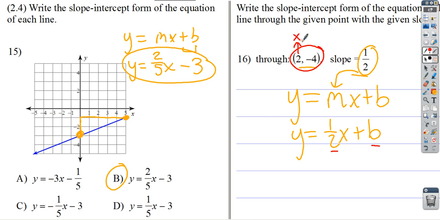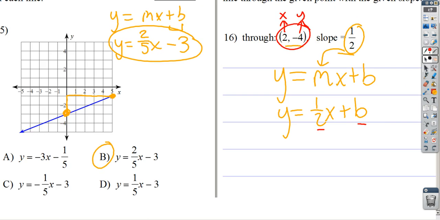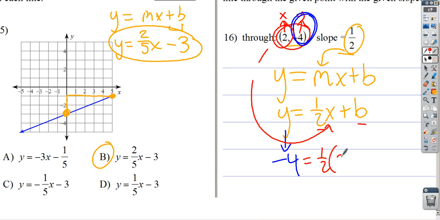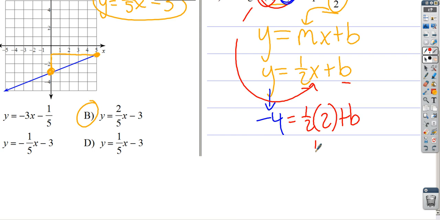They told us that the x coordinate on this line is 2, and the y coordinate at that point is negative 4. So we can just plug in, actually use a different color here. This is our y coordinate, so I'm going to plug in negative 4 right there. And then this is our x coordinate, so I'm going to plug in 2 right there. So 1/2 times 2, and then doing this we can solve for b. So half of 2 is 1. 1 plus b is negative 4. Let's subtract 1 from both sides, and negative 4 minus 1 is negative 5.